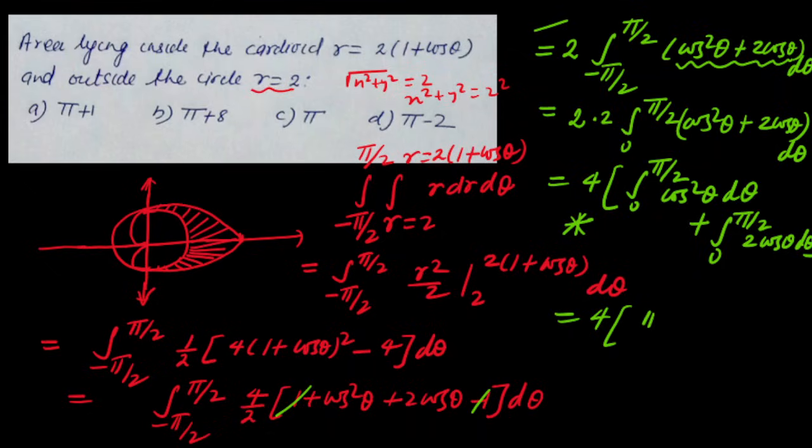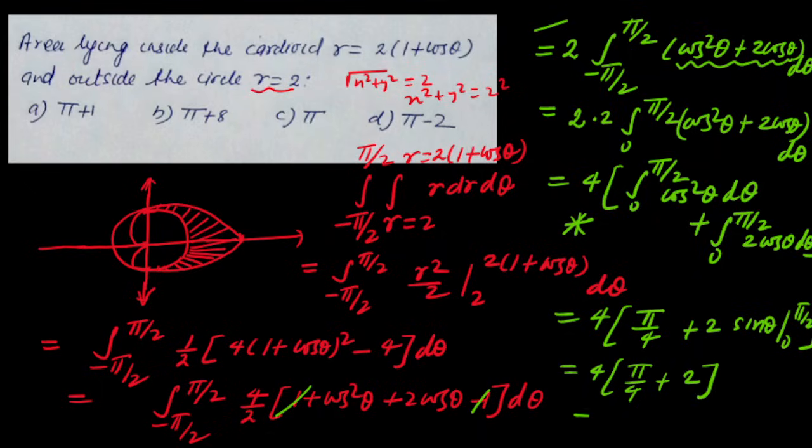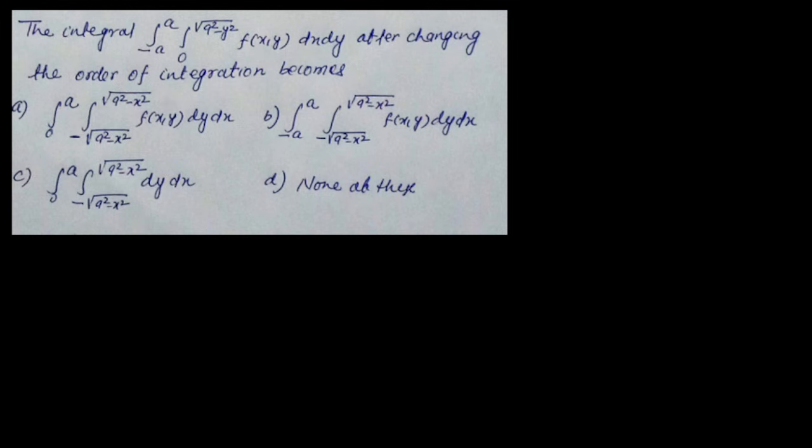So this will be basically pi by 2 will be equal to 2I, so this will be actually pi by 4, and if I integrate it I will get 2 sine theta, and limit of theta is 0 to pi by 2, so I will get 4 times pi by 4 and plus 2 sine pi by 2 is 1 and sine 0 is 0, so 2. So how much is that? That is pi plus 8. Do we have the option? Yeah, pi plus 8.